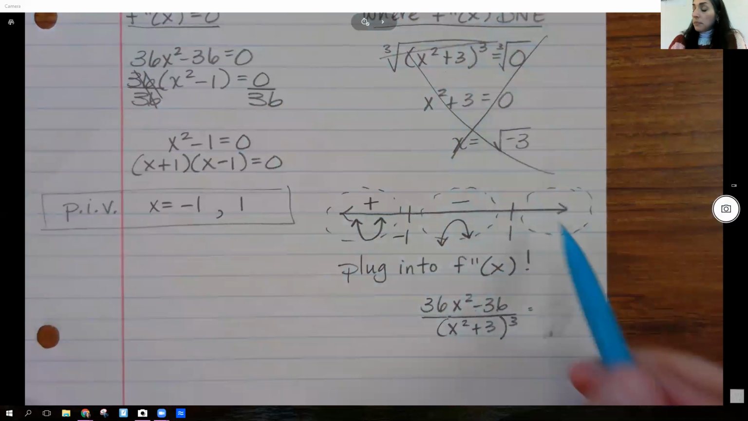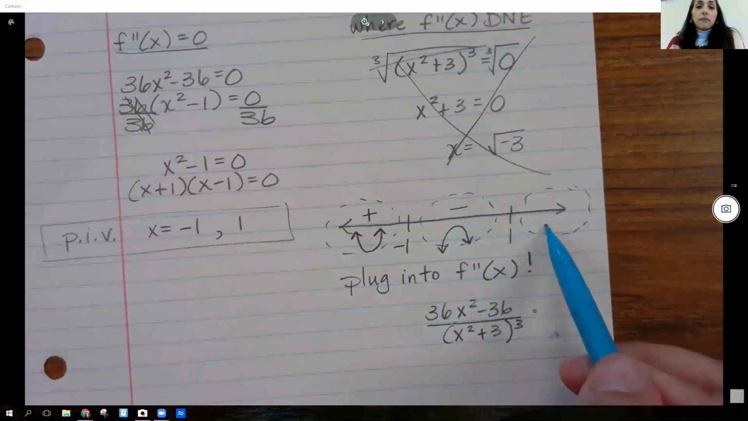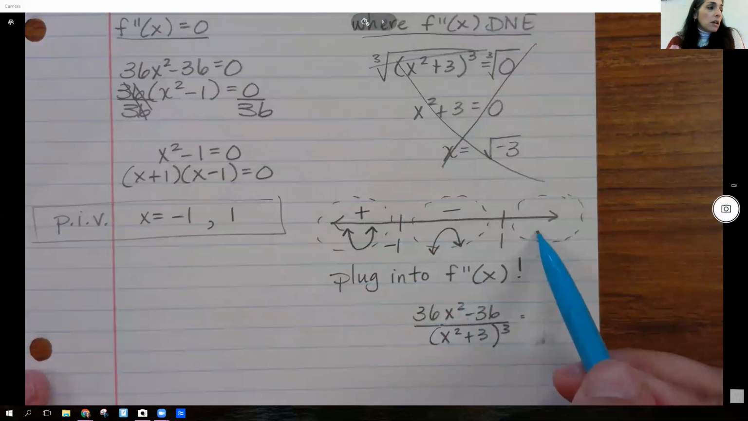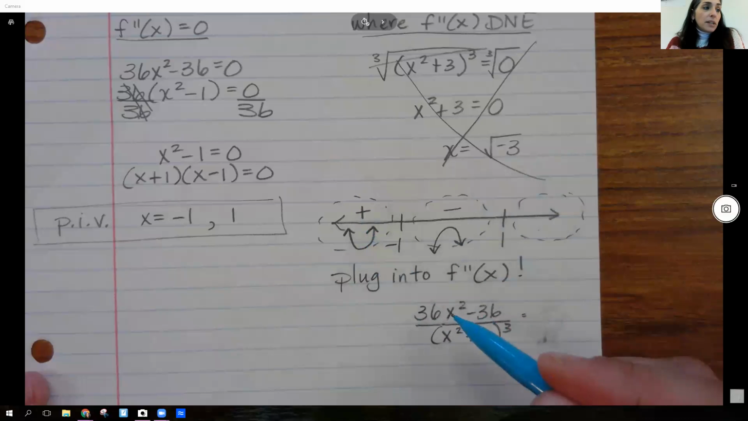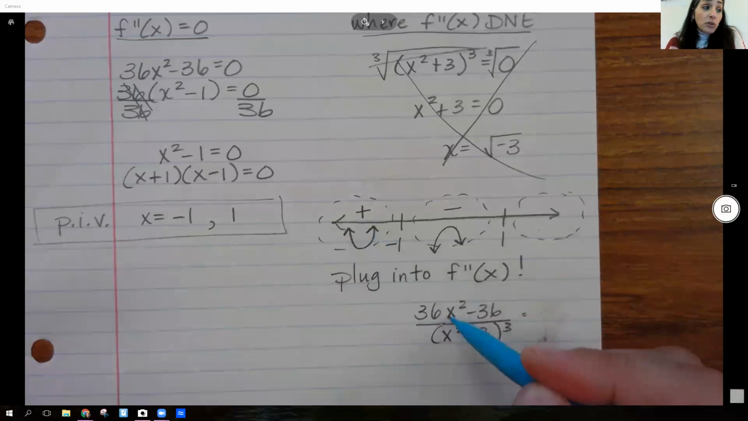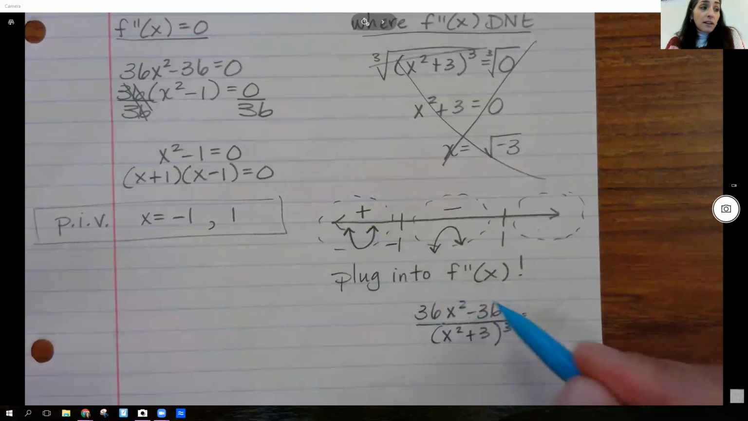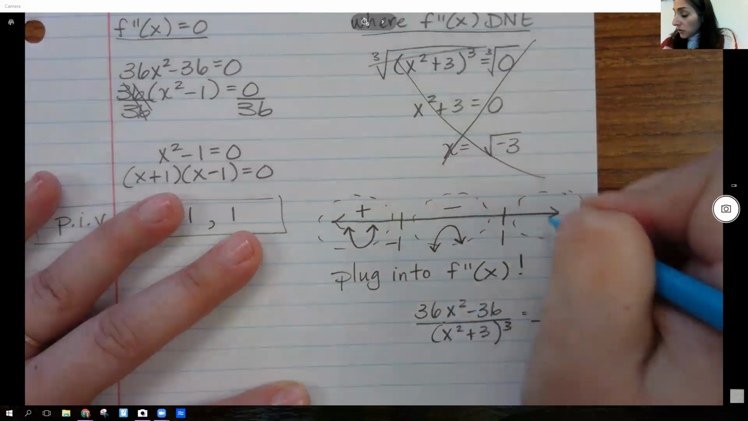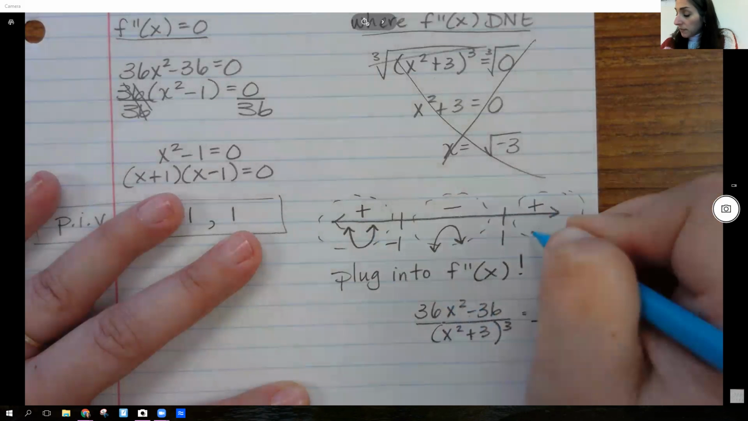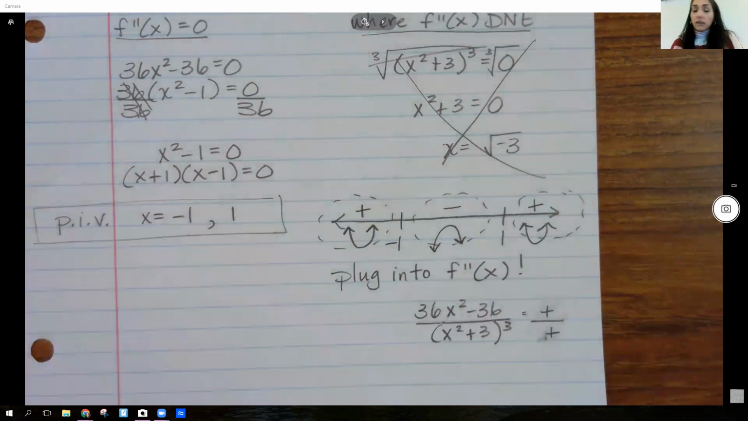Okay, something bigger than 1. How about 2? So that's going to behave like when we put -2 in, because when you square 2, you're going to get the same answer as when you square -2. So this top is then going to end up being positive, and the bottom is going to be positive. So this is going to be positive, which means you're concave up.